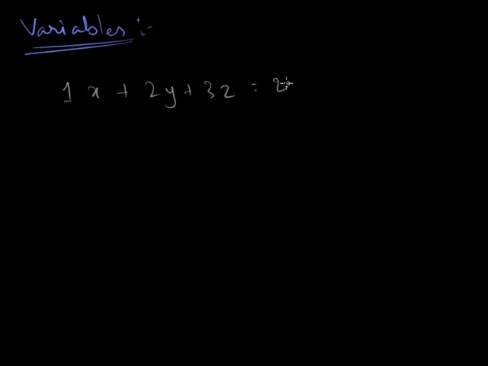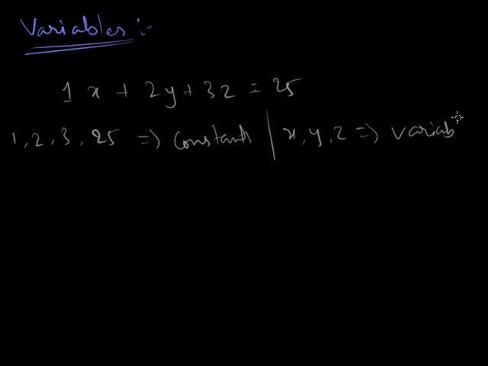Okay, now let's move on to variables and try to answer a question and derive something from that. Let us revisit our previous equation, 1x plus 2y plus 3z equals 25. In this equation, 1, 2, 3 and 25 are constants, and x, y and z are variables, right? We know that. But a question that arises is, what do x, y, z contain? On answering this question, we will come to know a very simple concept.